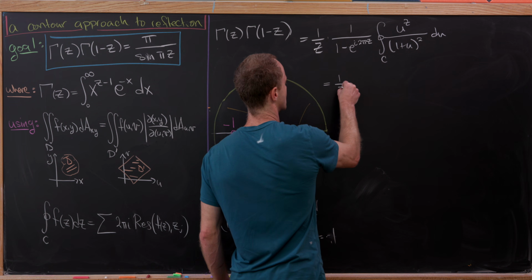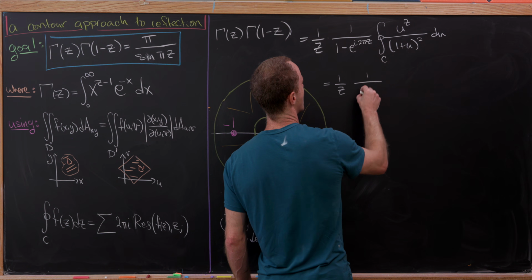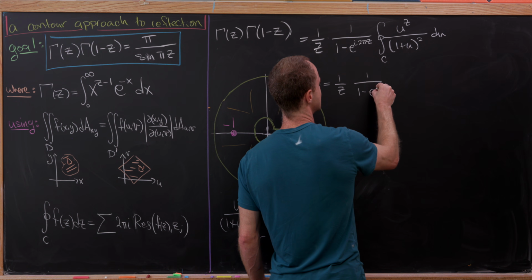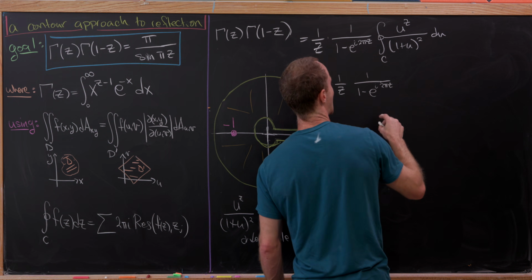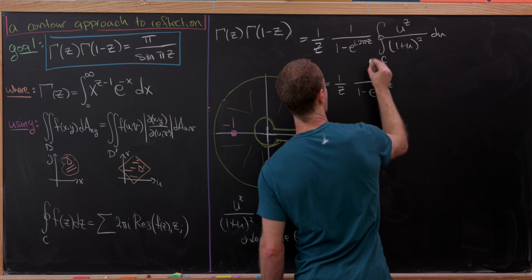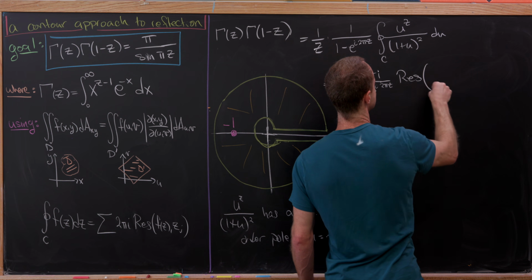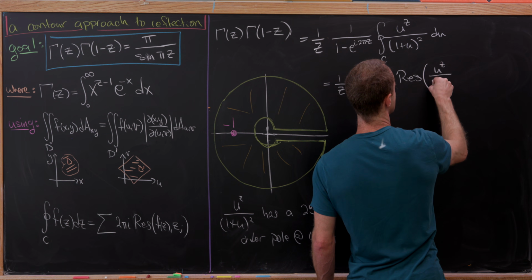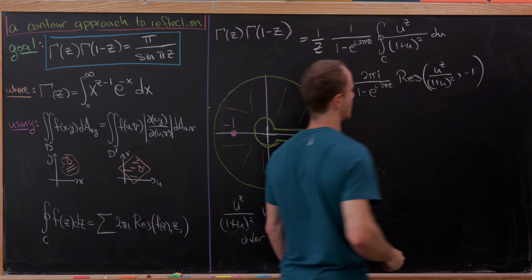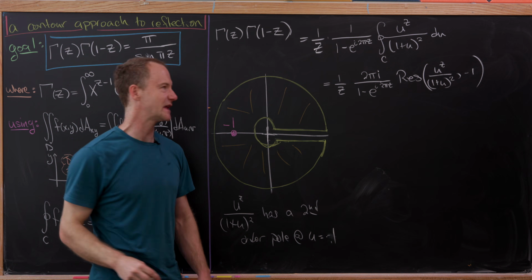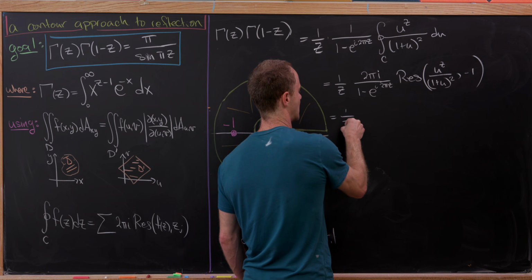So this whole thing is 1 over z, and then we have 1 over 1 minus e to the I 2 pi z. And then after that, we'll have 2 pi I, so I'll put my 2 pi I here, and then the residue of u to the z over 1 plus u squared at -1. But now, how do we calculate that residue? Well, we've got a nice formula for it, so let's recall that.